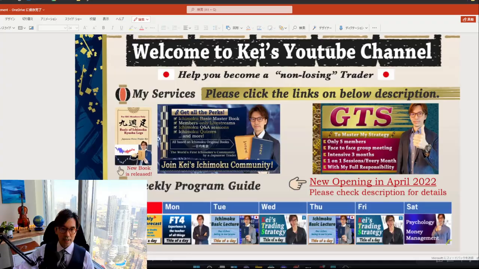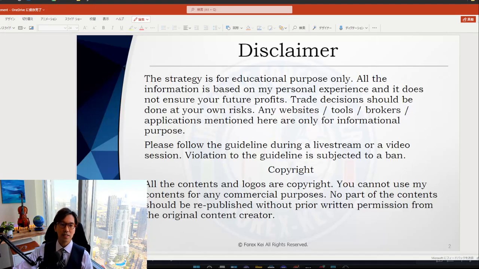So yeah, let me switch the screen. Okay, so just a quick disclaimer as usual. This content is all based on my own experience. So when you take trades, please do at your own risk.